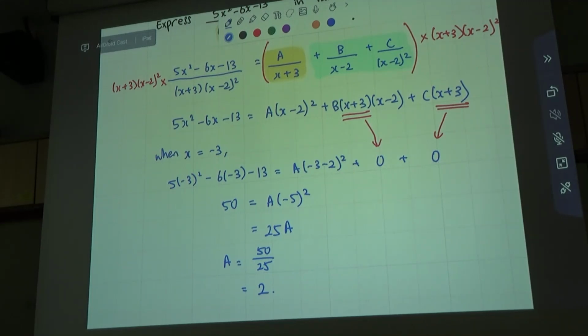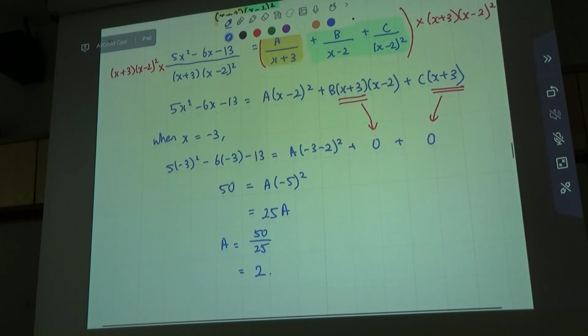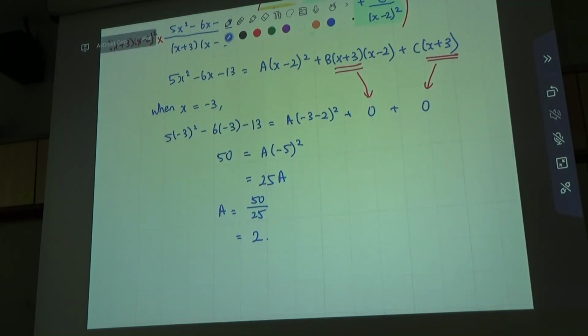Okay? Give you a moment to think about what you're writing. Moving on. Let's move on. Any major questions that I need to address before I go on to find the remaining values?